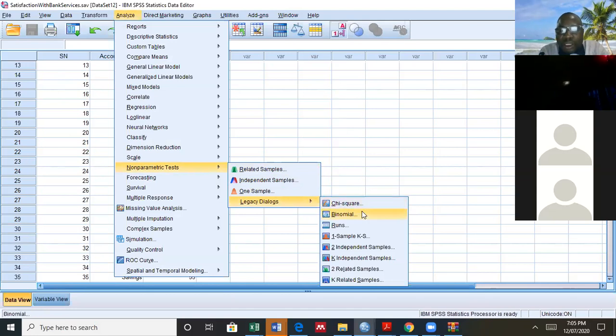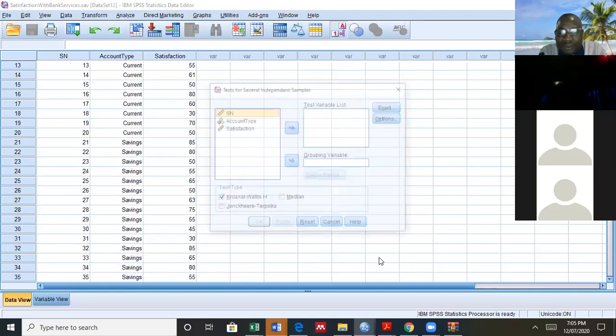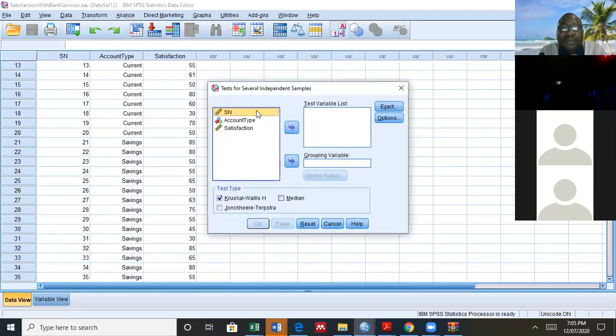No, it's not. You go to 2K independent sample, K independent sample. Sir, why did you go for that K independent, sir?